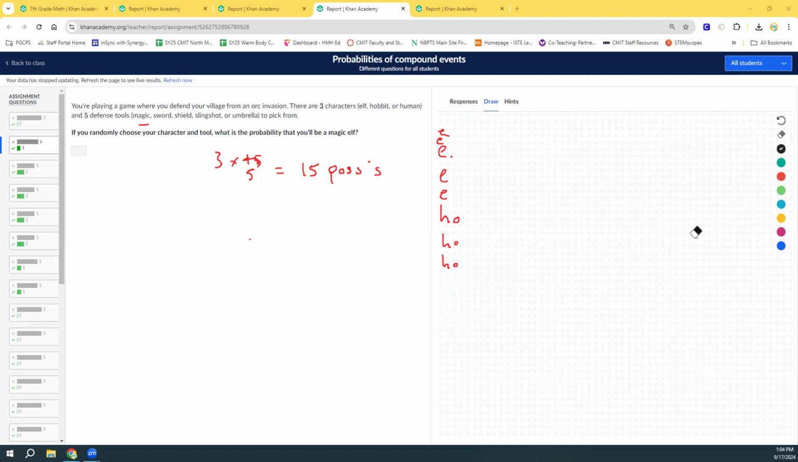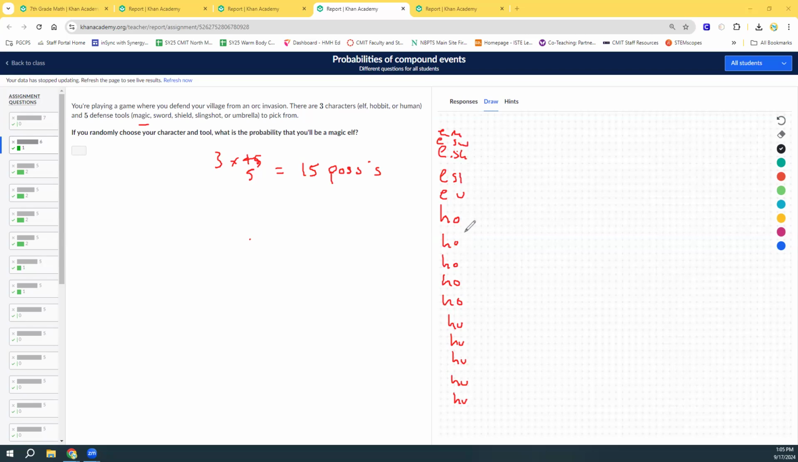I got to put 2 more hobbits. And I got to put 2 more humans, right? Because I got my 5. So I got magic, sword, shield, slingshot, umbrella.